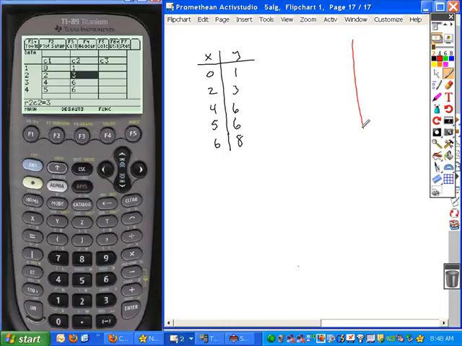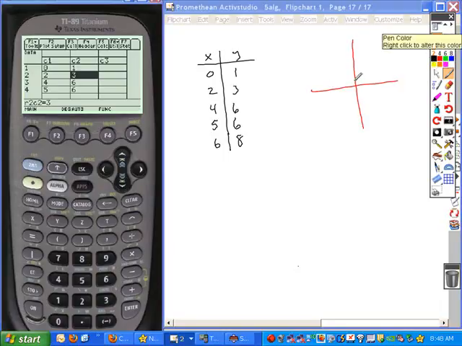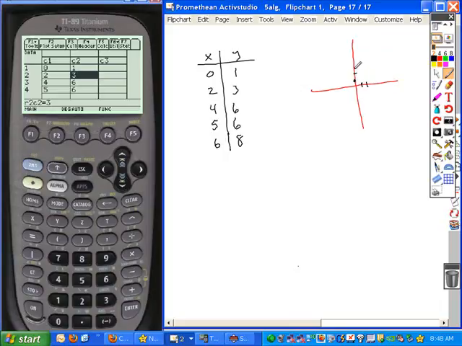If you think about the sketch of this, 0, 1, and then 2, 3, 4, 6, 5, 6, 6, 8. So here's your anticipation: the line goes up and to the right, so it should be a positive correlation, right? The correlation compares to the slope. It's a positive slope, so positive correlation.